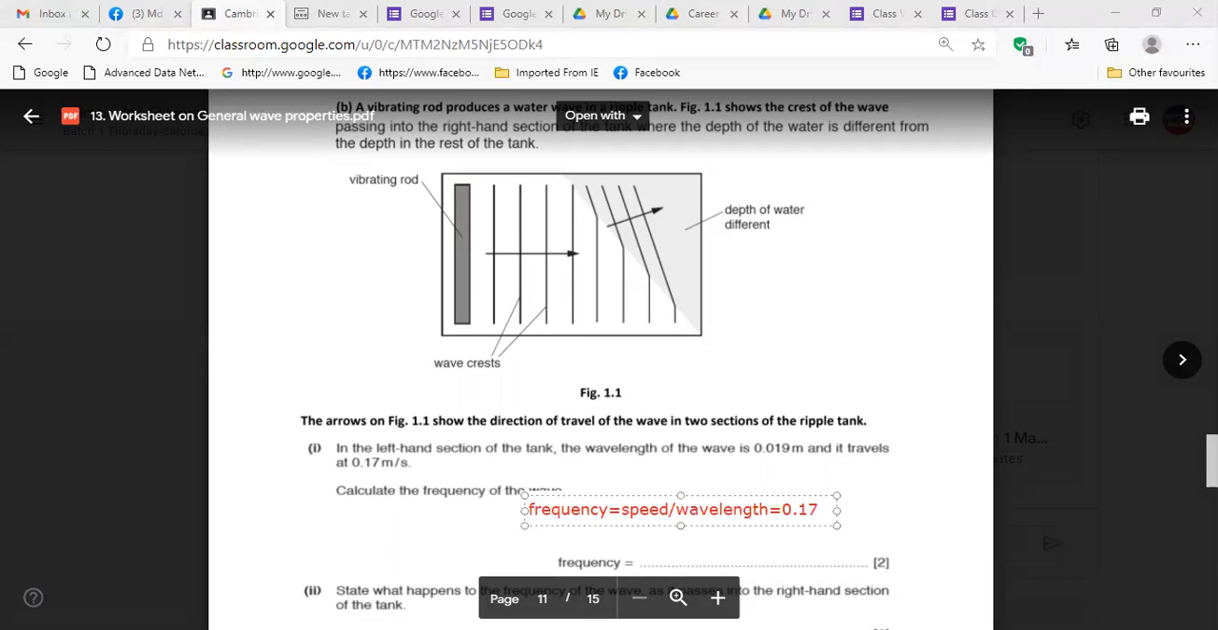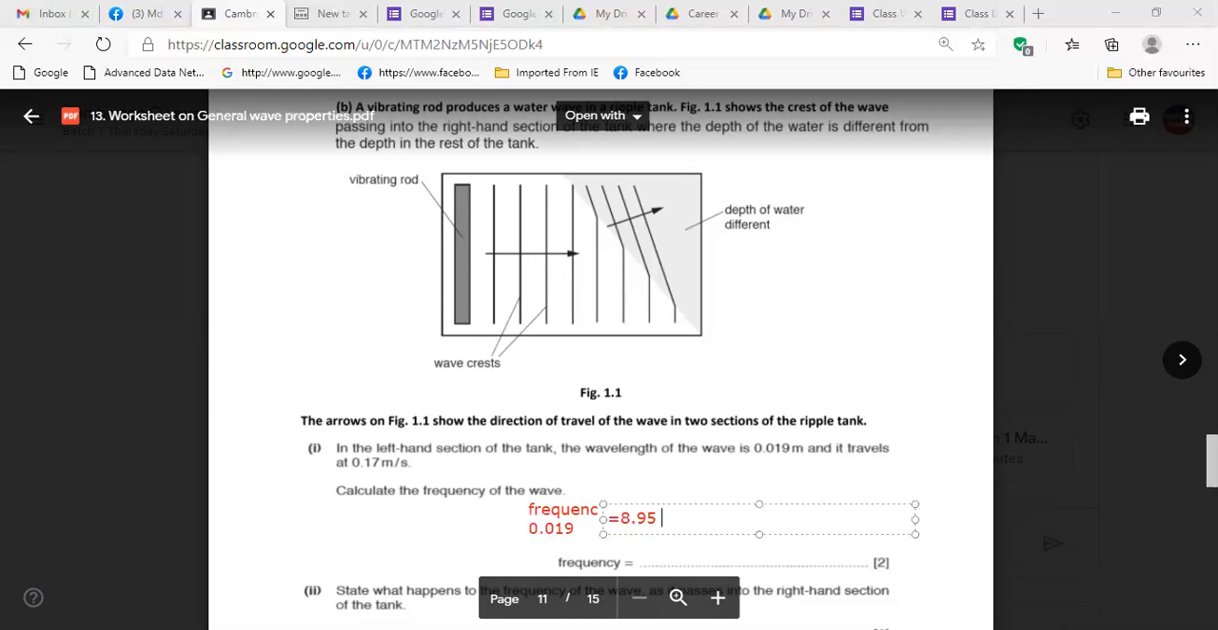The value of speed is given as 0.17, right? Yes, sir. And the value of wavelength is given as 0.019. Okay, then what is coming? Check. 8.94. After 4 there is 7. If you write in two significant figures, then it will be 8.9. If you write in three significant figures, then it will be 8.95, as after 4 there is 7. Is it clear? Yes, sir.